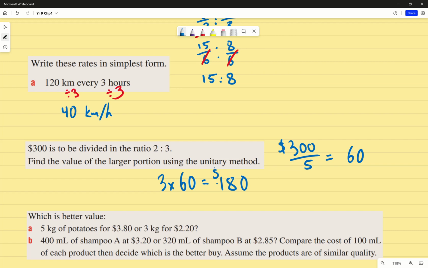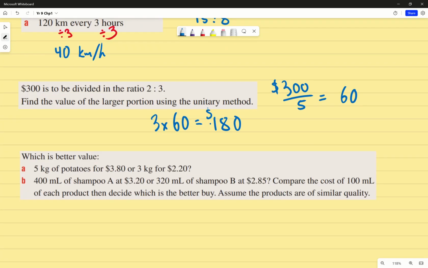Okay. The class is very silent. I'm hoping that means you either find it good and easy, or that means you're going to ask me a ton of questions later. Let's do question A. Which is better value, 5 kilograms of potatoes for 380 or 3 kilograms for 220? There are a few ways you can do this. If you take a valid approach, you will not lose marks. Okay, just to be clear, there's a few ways of doing it. You can pick whichever way you want to do it.